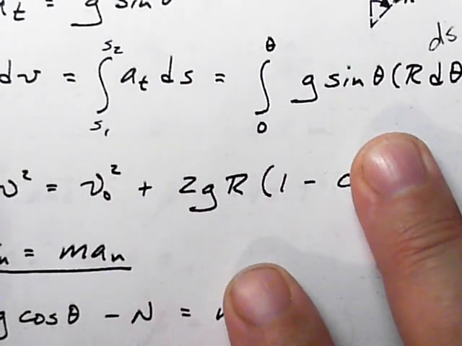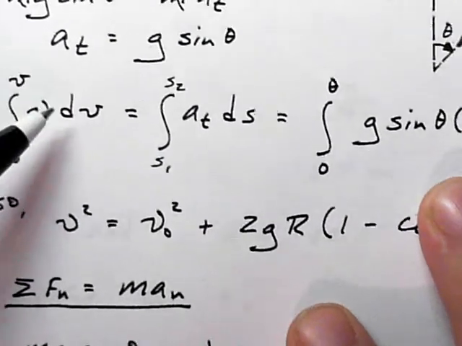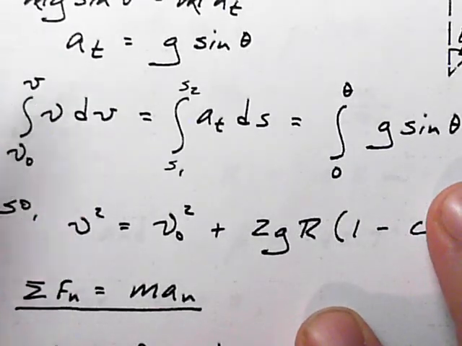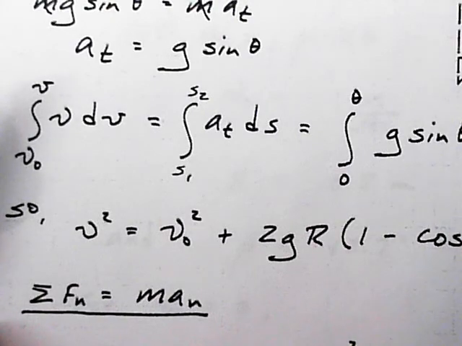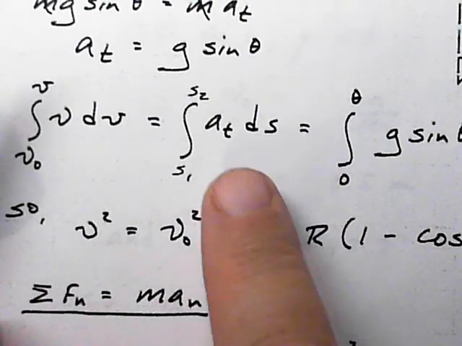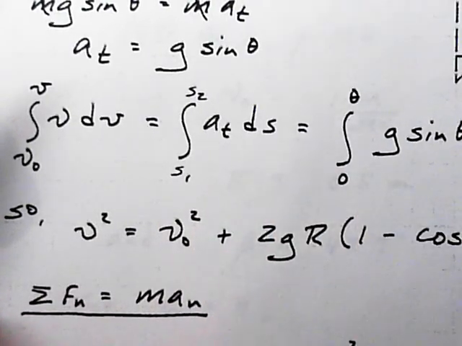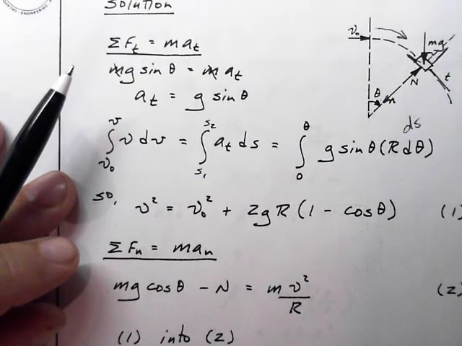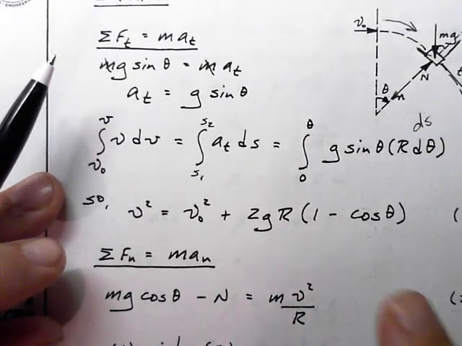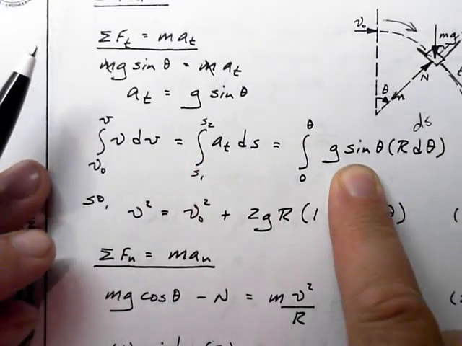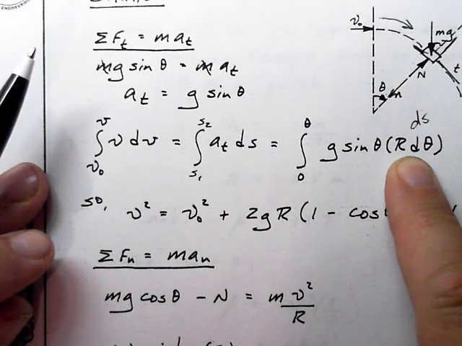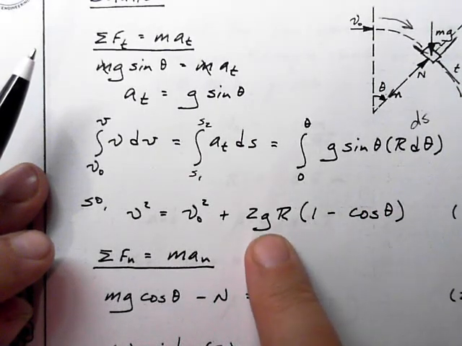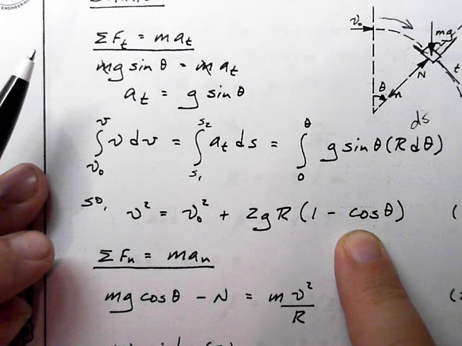Doing our integral on the left-hand side, we're going to get a v squared over 2 difference because of the two limits of integration. And doing this integration on the right-hand side, where we've substituted in, a has been replaced with g sine theta multiplied by r d theta. Integrating this one, we get 2g r (1 minus cosine theta).